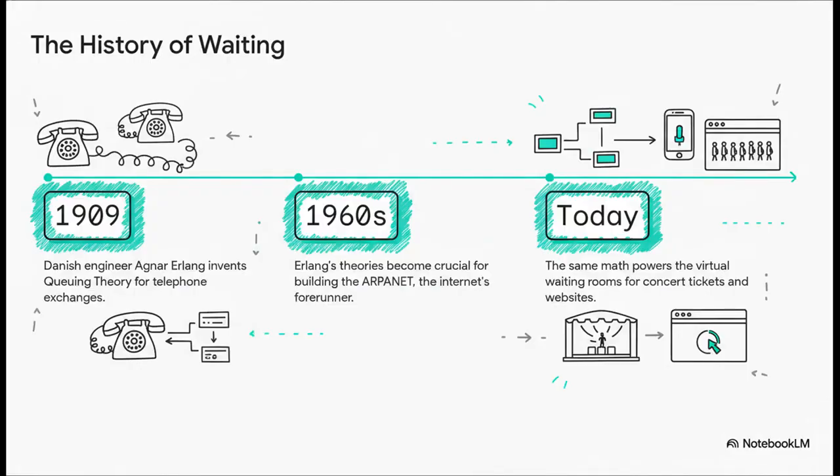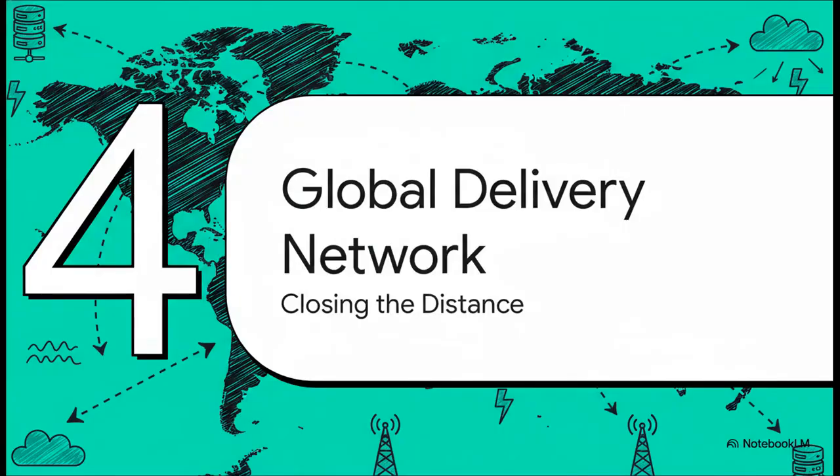But what happens when there's so much traffic that even the load balancer can't keep up? Well, you have to wait in line. And this is just wild. The math that powers those virtual waiting rooms we all hate, it actually started over a century ago. In 1909, this Danish engineer named Agnar Erlang invented something called queuing theory because he was trying to figure out how many telephone operators Copenhagen needed. Decades later, his work was absolutely essential for building the ARPANET, which of course became the internet. Crazy, right?